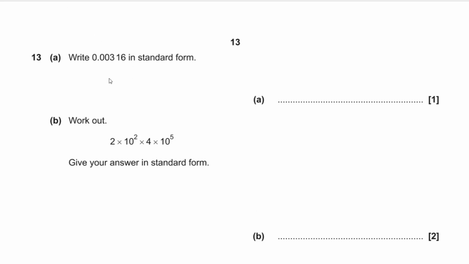Question 13, part A. We have to write 0.00316 in standard form. So we've got 0.00316, which we need to write in standard form. So we move the decimal point 3 places to the right, leaving us with 3.16 times 10 to the minus 3.